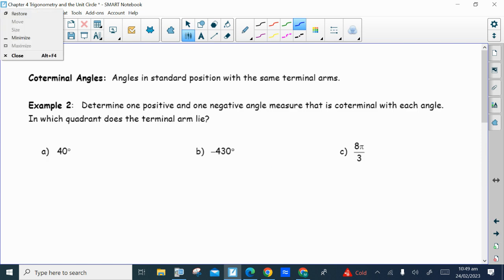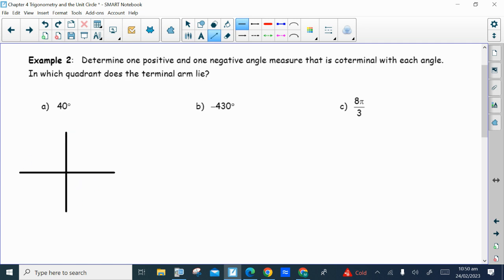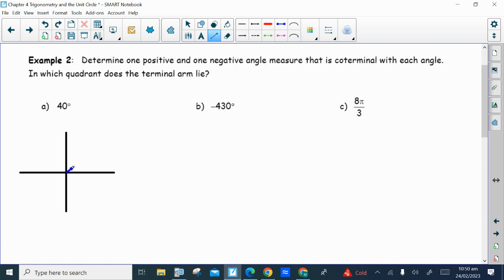So the last thing we're going to talk about today is coterminal angles. Those are angles in standard position that have the same terminal arms. So what does that mean? Example 2 says determine one positive and one negative coterminal angle for each of these, and also what quadrant the terminal arm lies in. The first one is 40 degrees. So 40 degrees would be approximately there, a little bit less than 45 degrees.